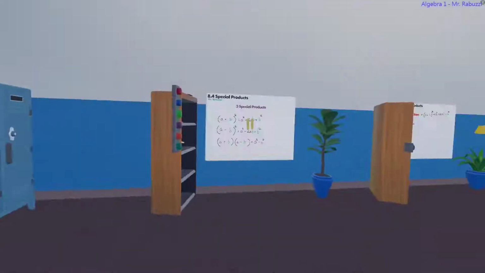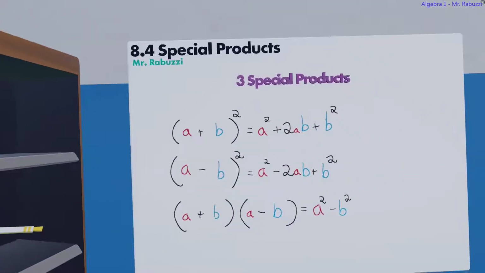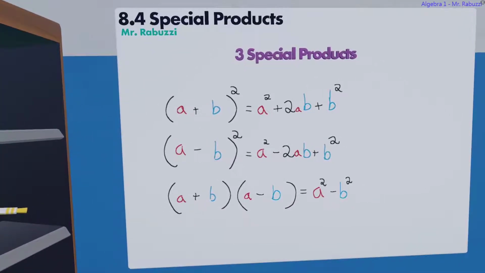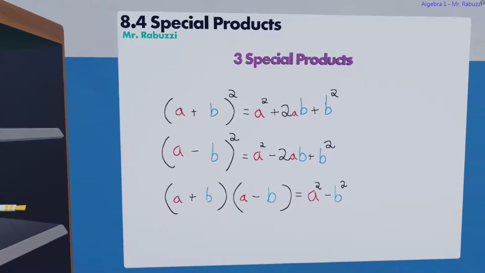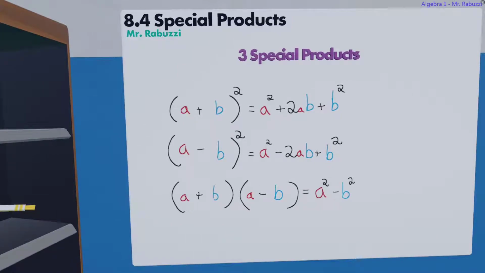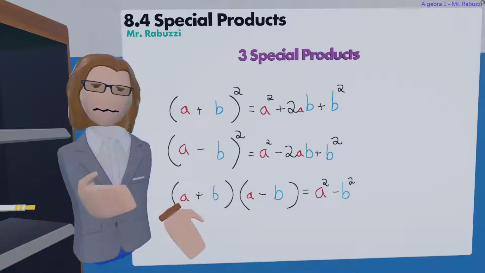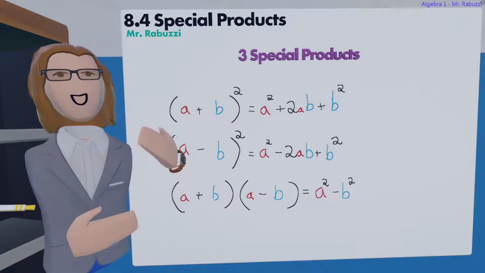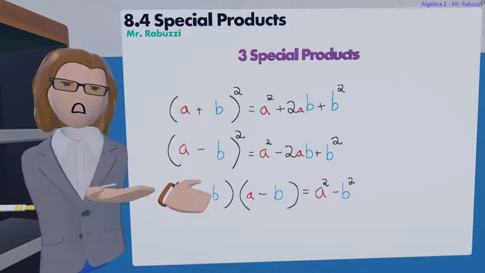So today we're working on Chapter 8, Lesson 4, which is called Special Products. If you remember what we've been doing for all of Chapter 8, it has been about polynomials. What is a polynomial? Then we said, how do we multiply a monomial with a polynomial? How do we add polynomials together? And how do we multiply two polynomials? That was last lesson, where we did FOIL and distribution. Those are the ways to do that.